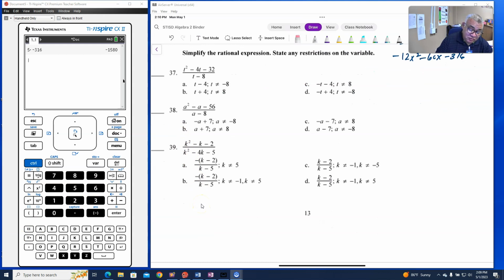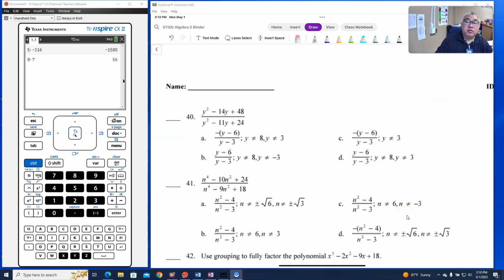38, we're simplifying, so we need to write a squared minus a minus 56 in we have to factor it. So we have a, and we need to know what two numbers multiply to give you 56. So we have negative 8 times 7 gives you negative 56. And in the denominator, we have a minus 8. And you notice that we're able to make this 1. The only thing is that is a restriction. A cannot equal 8. So your answer is B.